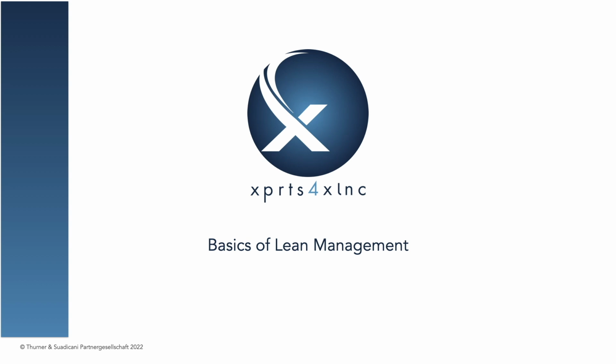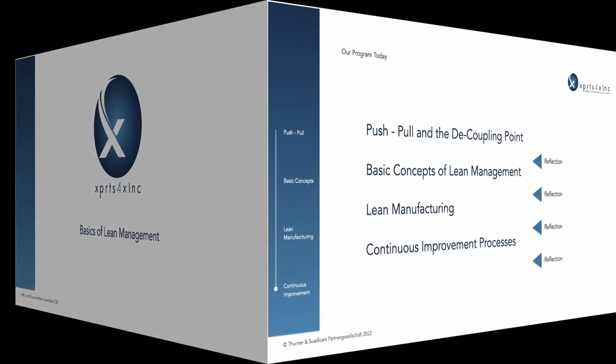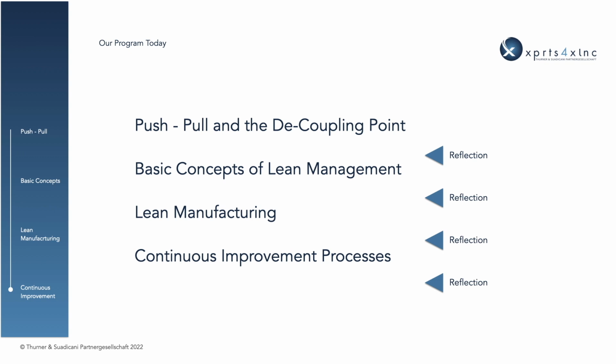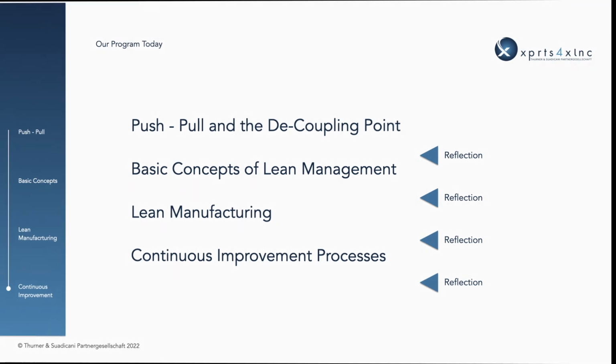Welcome to Part 4 of the course Basics of Lean Management. It contains short breaks for your reflection and relaxation. Now, have fun with the basics of lean management. Let's finish the course with our last chapter, the continuous improvement processes. Here we will learn how to initiate and run improvement projects.